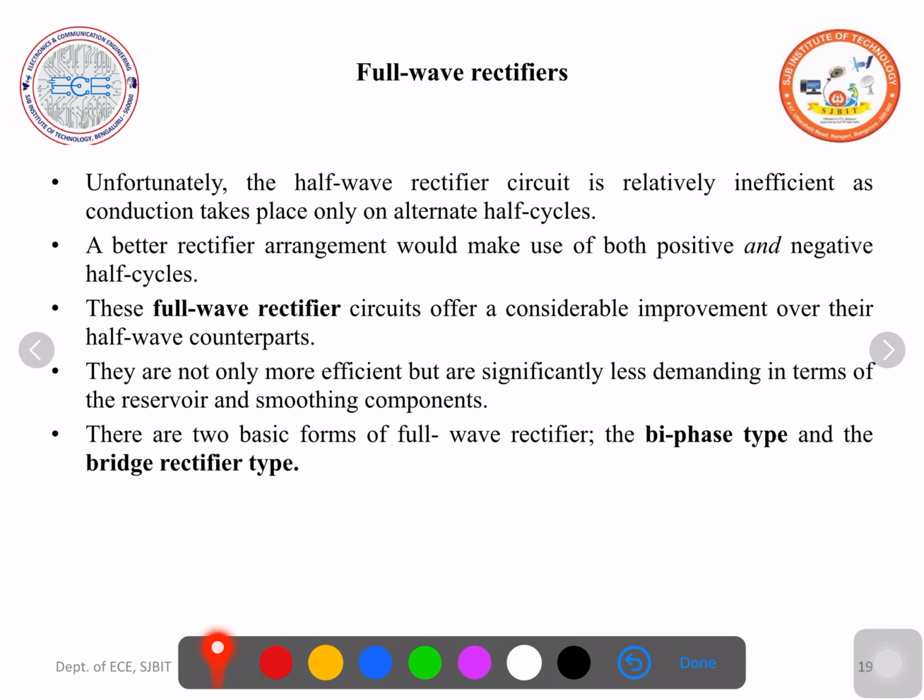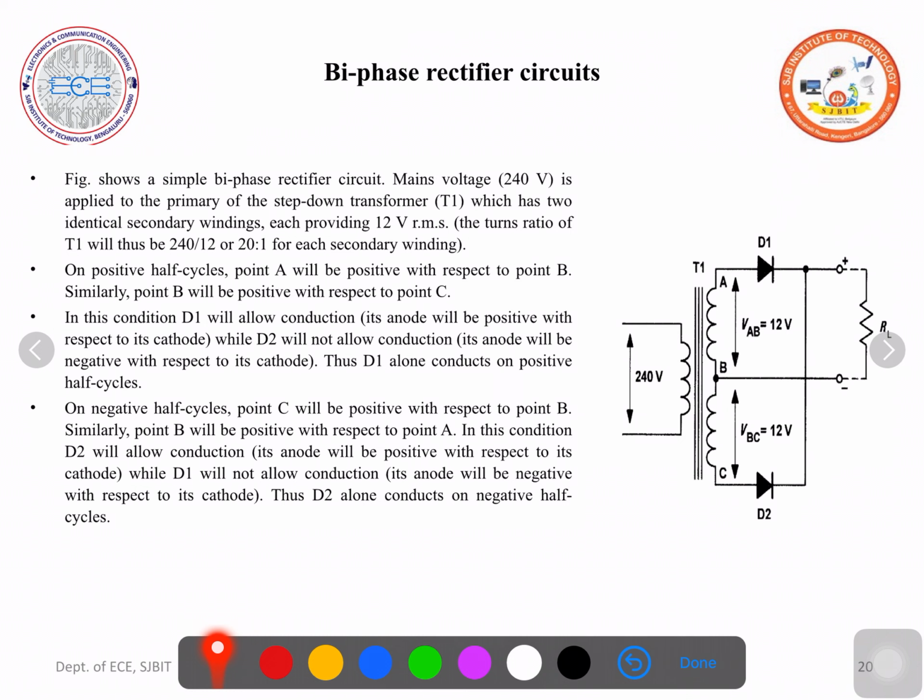So full wave rectifiers are very popular because of their efficiency. Because full wave rectifiers rectify both the half cycles. There is a lot of improvement in full wave rectifiers over half wave circuits. Efficiency is more. There are two types of full wave rectifiers. One is biphase type and other one is bridge rectifier type. Out of these two, bridge rectifiers are very popular, very widely used.